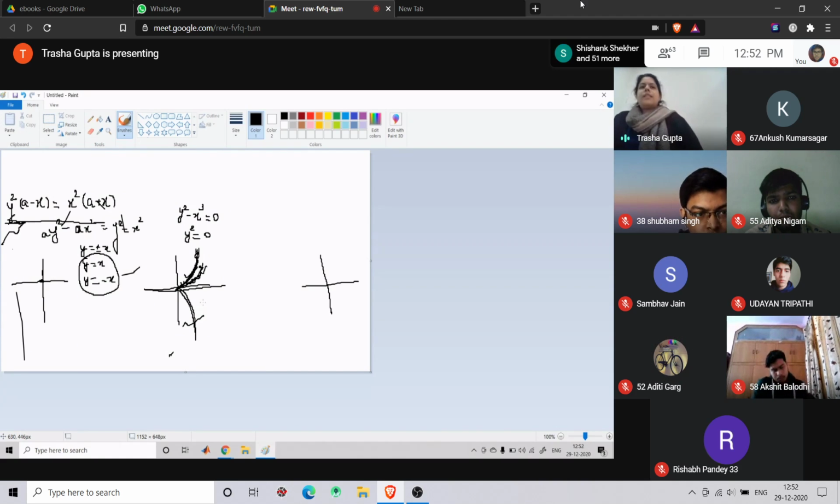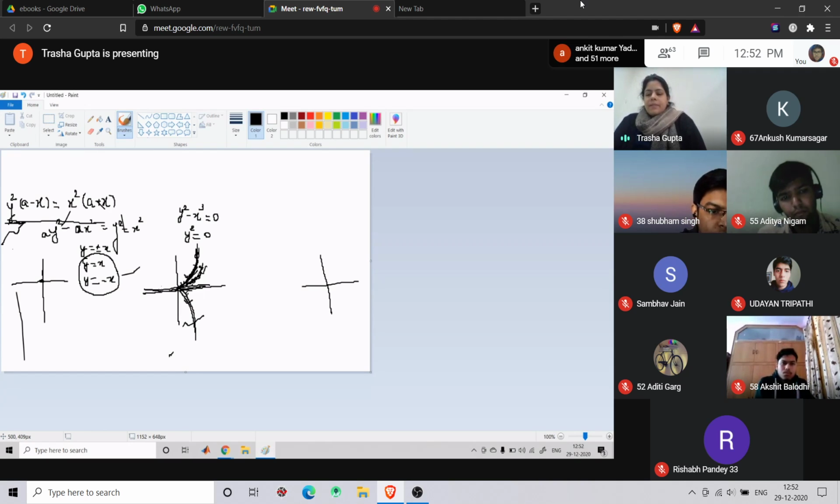Now you will see that this curve, which we drew later, is symmetric about the x axis. The curve that we drew earlier is not symmetric about the x axis, but they both have the x axis as tangent to the curve at the origin. Right?